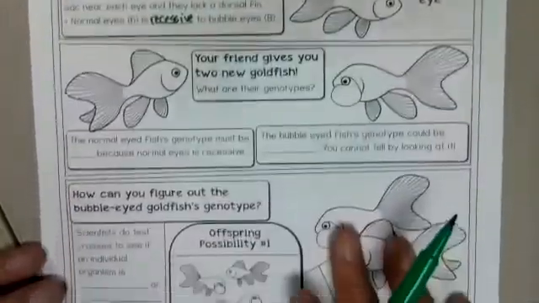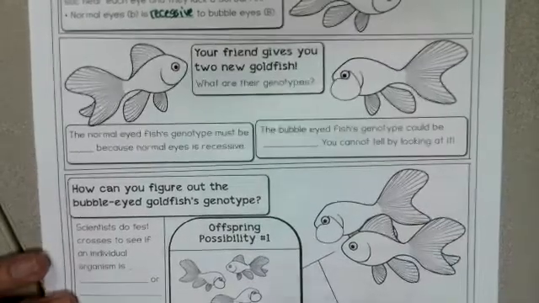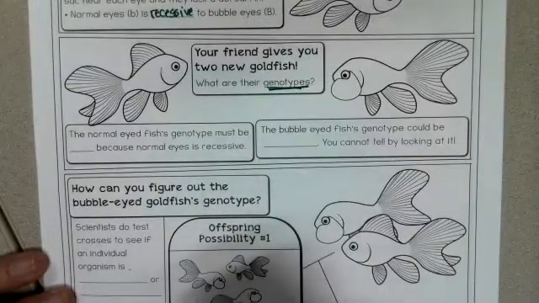Okie doke, let's move on to this next section. Your friend is going to give you 2 new goldfish. Oh, what a good friend. You want to know what their genotype is. What's the genotype again? That's right, the code. So we need to figure out the coding.